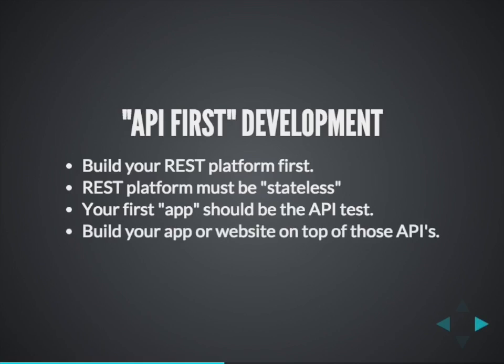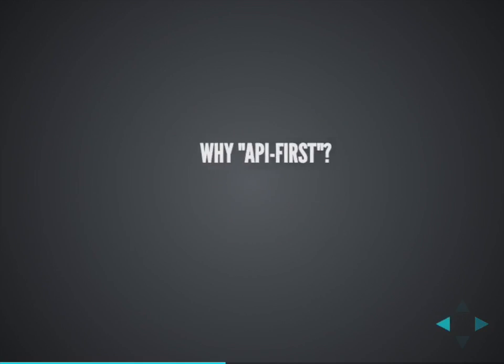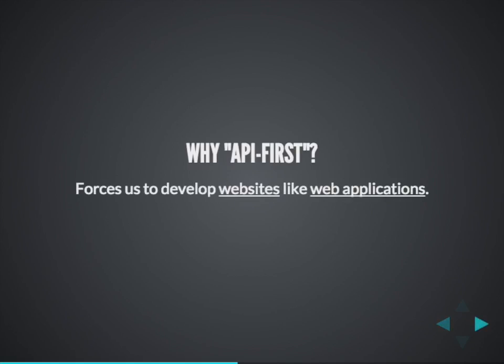And now, once you finally have a test around your REST API platform, then you design a standalone application that sits on top of it. And I feel like using this method is the future. I know a lot of you are probably asking, okay, so why API first? Why should I do this? And I feel like the answer is because API first forces us to develop our websites like web applications. And I want us to start using those terms differently.